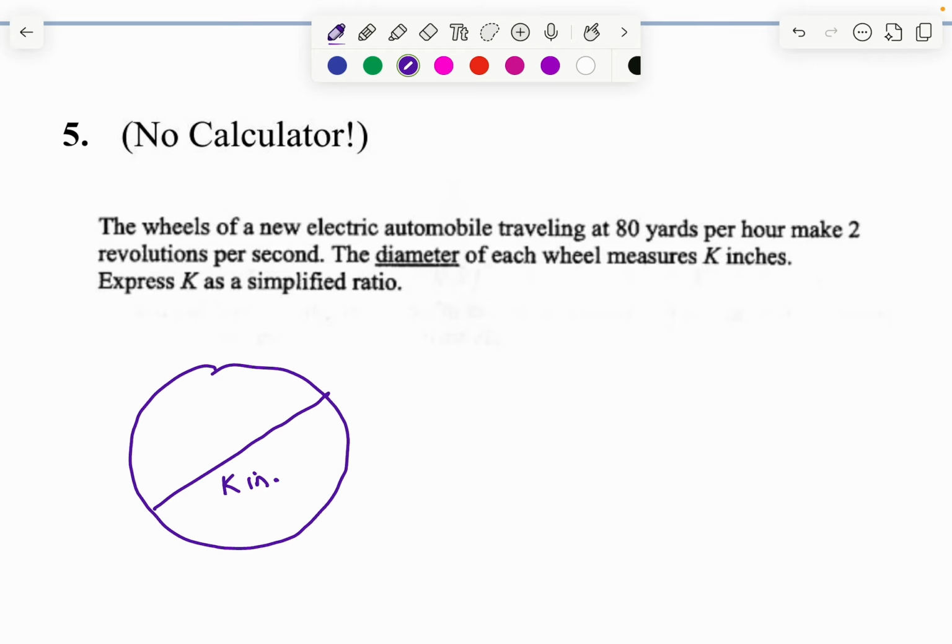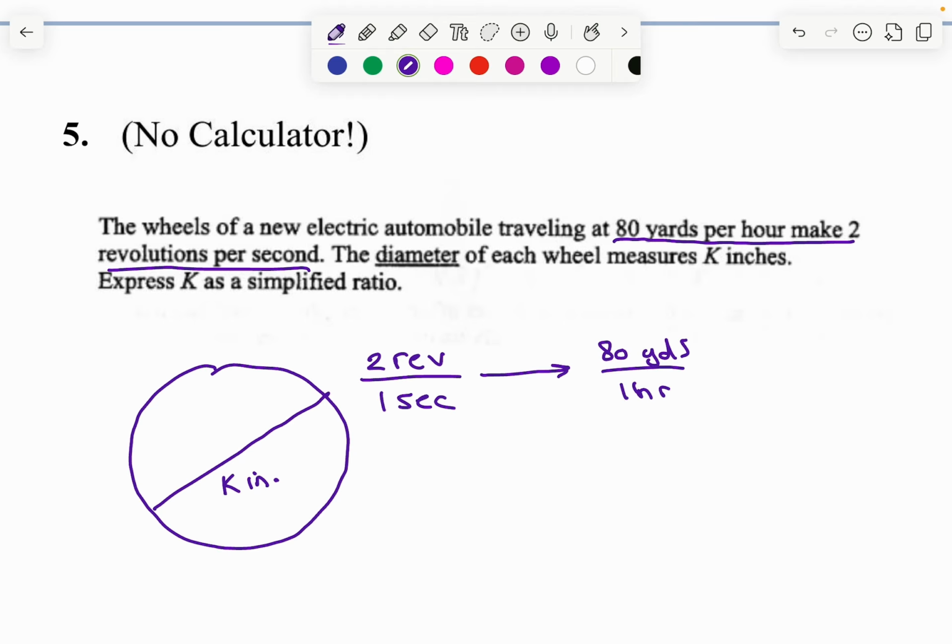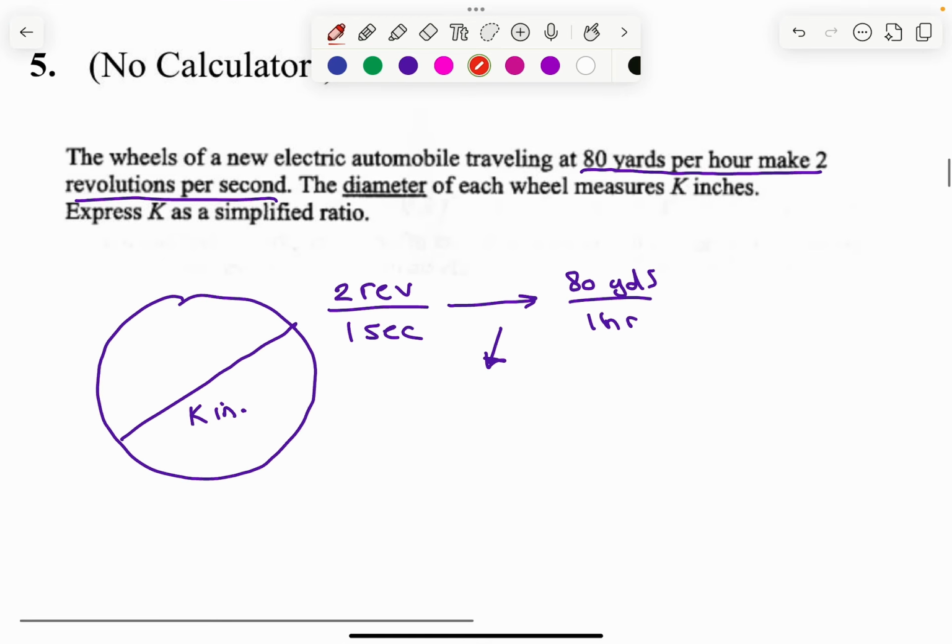Now, what's interesting about this problem is we're told both the linear velocity and then also the rotational velocity. And so the best way to do this problem is pretend as though we're converting our rotational speed, which is 2 revolutions per second. Okay, I know for a fact that that has to convert to 80 yards per hour. So let's just do this process. K will emerge and we'll have an equation that lets us solve for it.